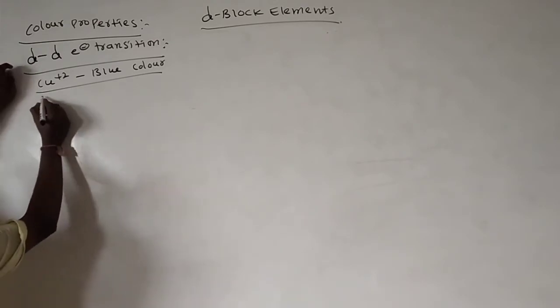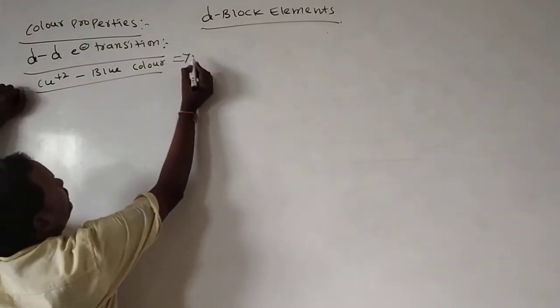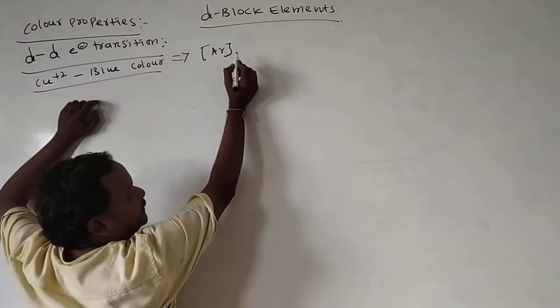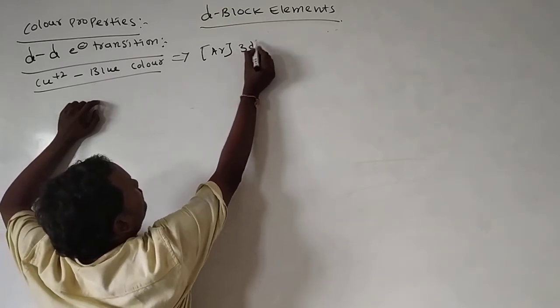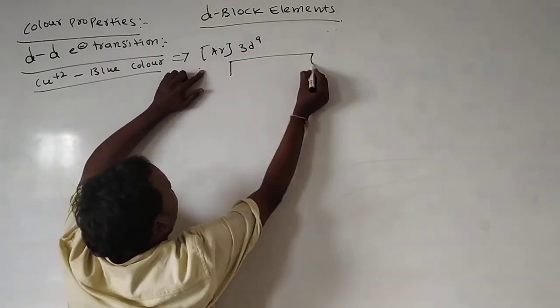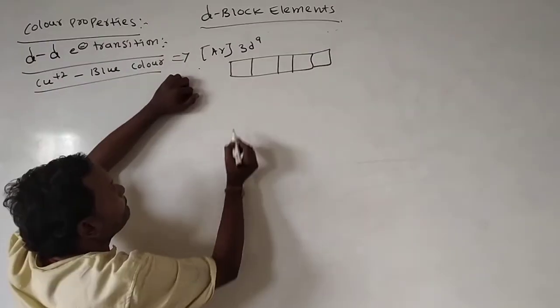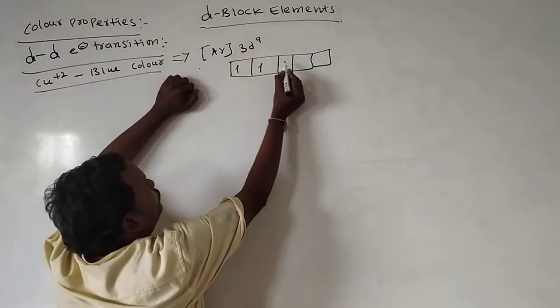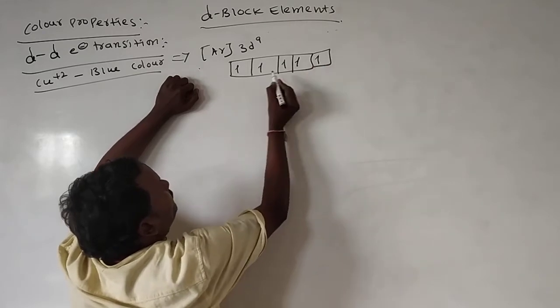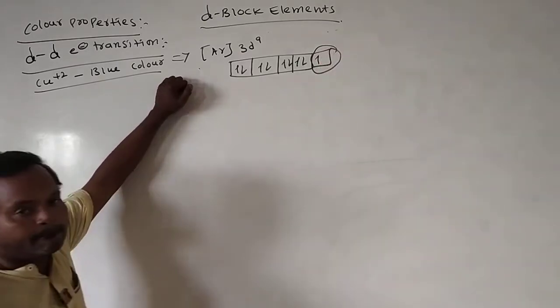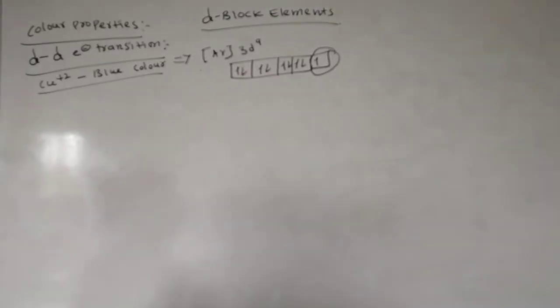Here I am getting the outermost electronic configuration of copper+2. Copper means argon 3d10 4s1. Copper+2 means 3d9. This is the outermost electronic configuration. Here 1, 2, 3, 4, 5, 6, 7, 8, 9. Here we have the lone electron. What can this lone electron do? How do we observe the d-d electron transition?